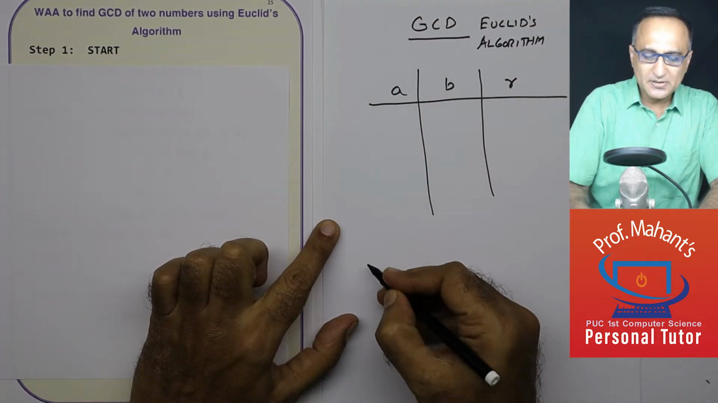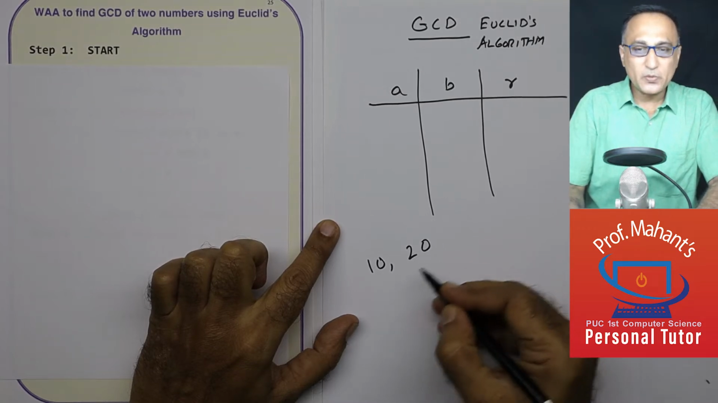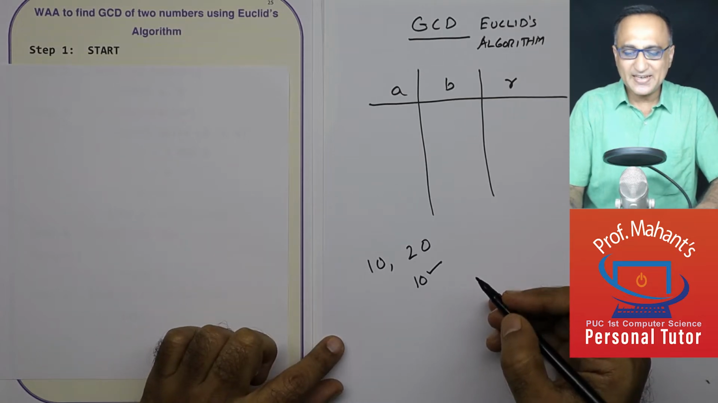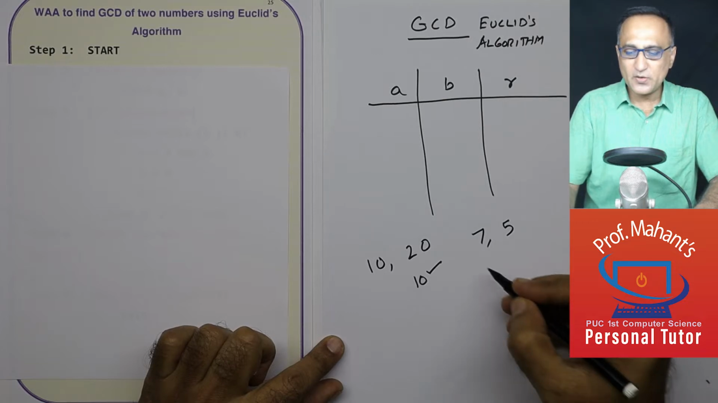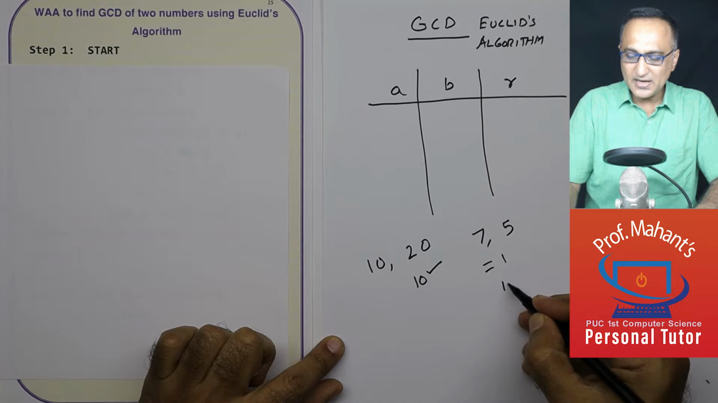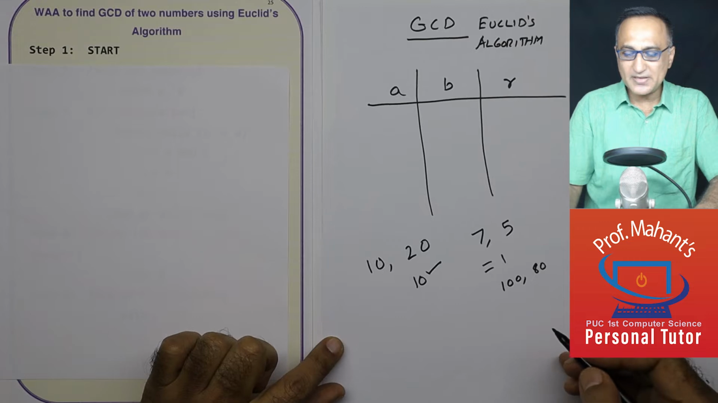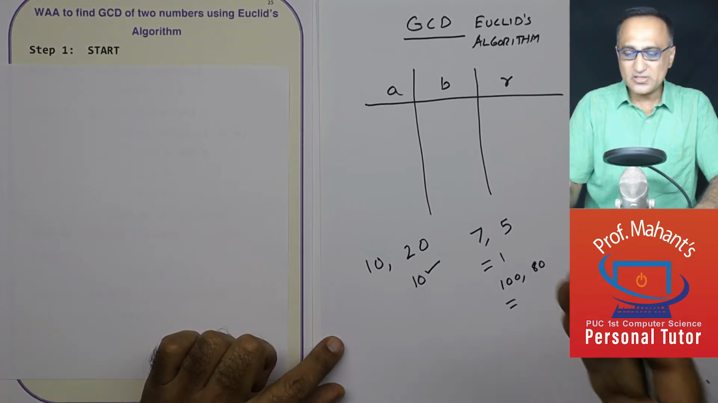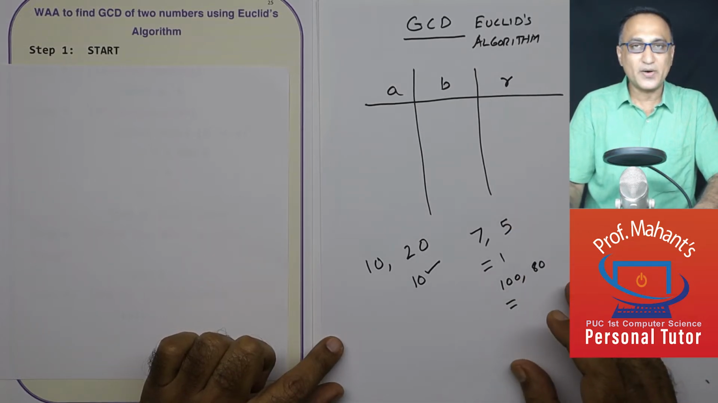Suppose my input numbers are 10 and 20. The only common divisor between 10 and 20 is going to be 10. So my greatest common divisor is 10. Suppose I have the numbers 7 and 5. The greatest common divisor is going to be 1. Suppose I have the numbers 100 and 80. The greatest common divisor is probably going to be 20 in this particular case. So this is how you proceed to find the greatest common divisor.